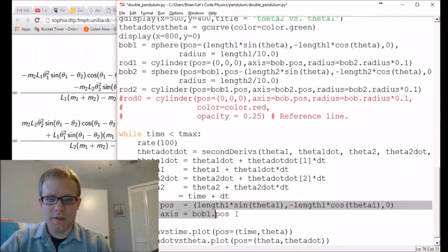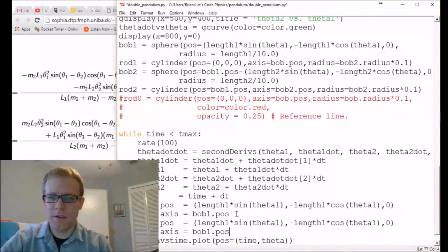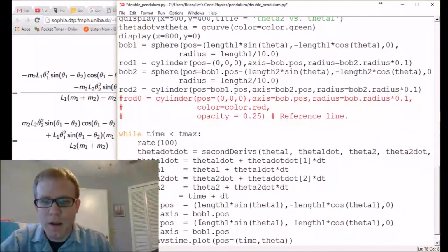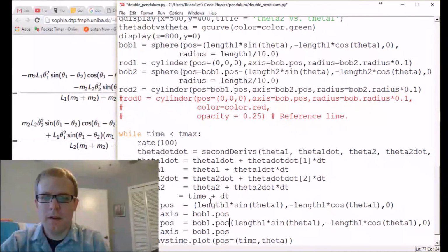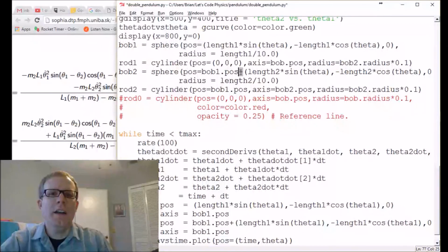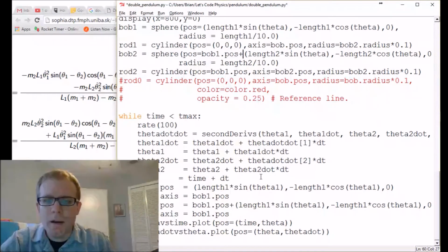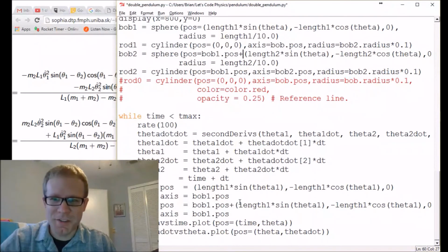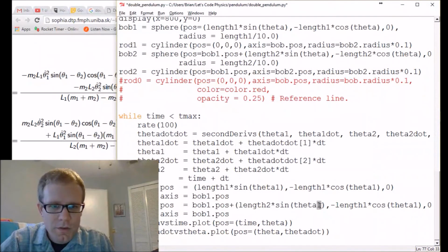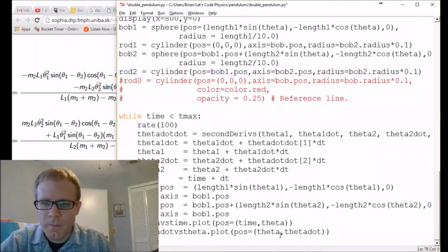And now we have to do the same thing for the second pendulum, for the new guy. Bob 1 dot pos, Rod 2 dot pos, Bob 2, Rod 2, there we go. It needs to equal Bob 1 dot pos plus this. I did have plus earlier, right? Or did I make it minus? That needs to be a plus. My bad. Bob 1, that would produce really weird animation. Let's see here, and then this can be 2, 2, 2, and 2, and there we go.